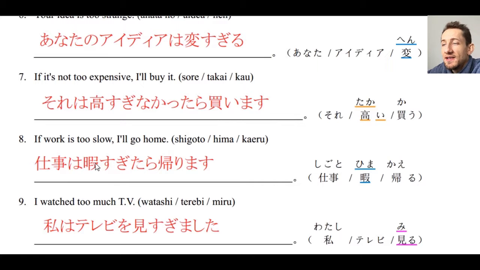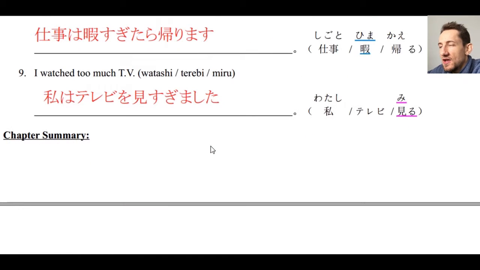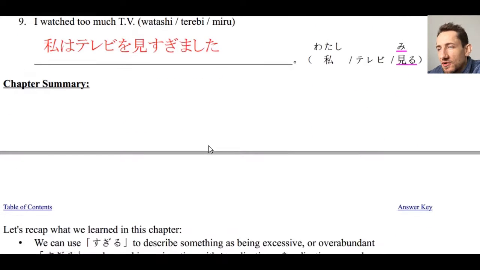Number 8, if work is too slow, if there aren't any customers or whatever, I'll go home. So 仕事は暇すぎたら帰ります。And number 9, the last one, I watched too much TV. So we have the past tense, right? I watched. So 私はテレビを見すぎました。Watched too much TV. Didn't get enough sleep.